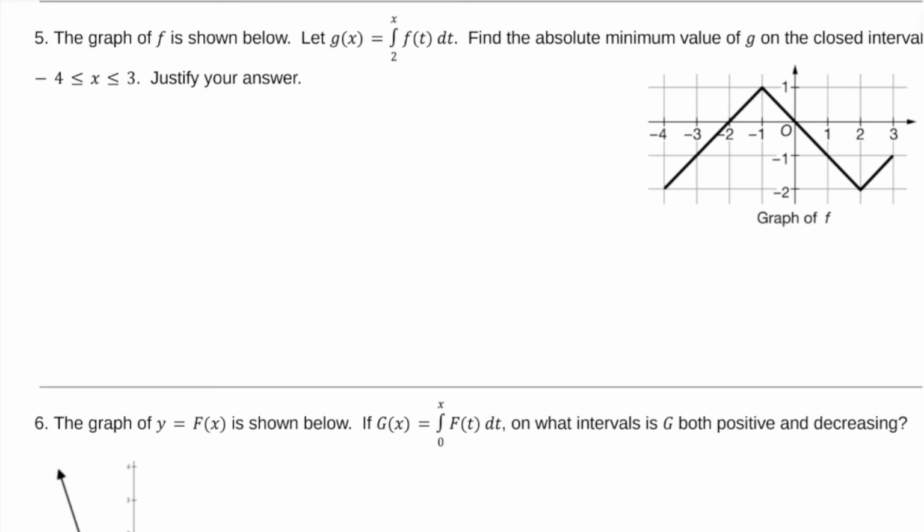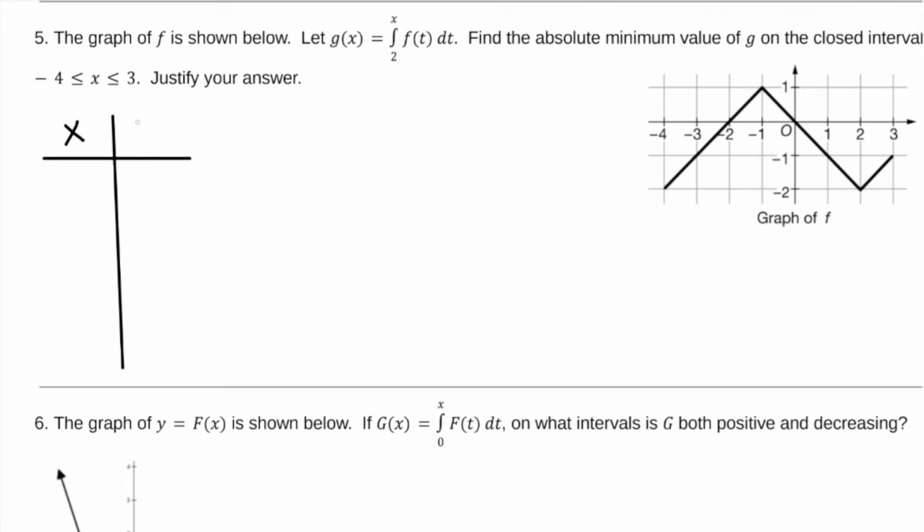Okay, we can be asked to find absolute extrema of these functions defined by integrals. So let g of x equal the integral from 2 to x of f of t dt. Find the absolute minimum value of g on the closed interval negative 4 to 3. Justify our answer. Okay, so if we're trying to find the absolute maximum or minimum of a function on a closed interval, we need to make our table and do a candidates test.